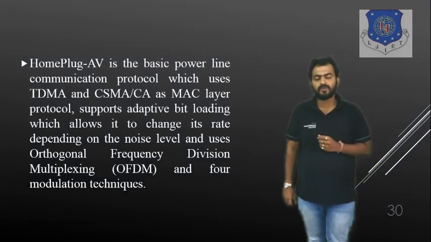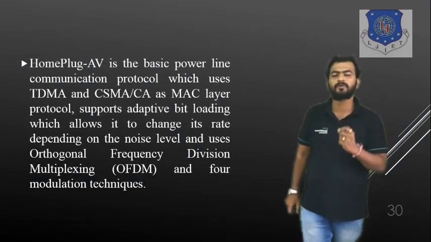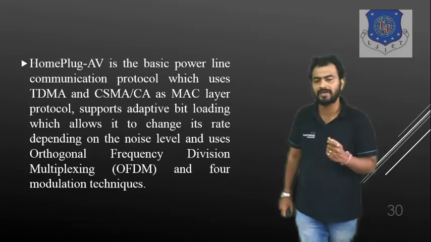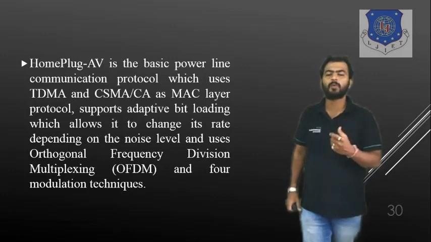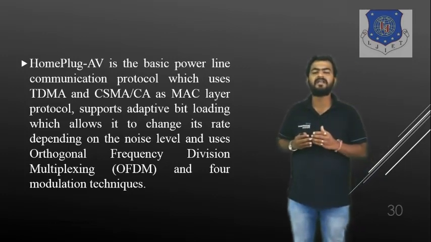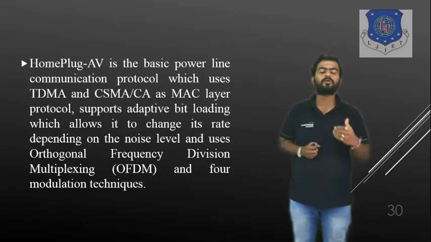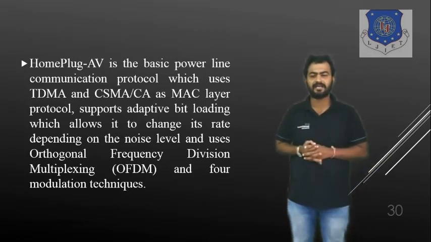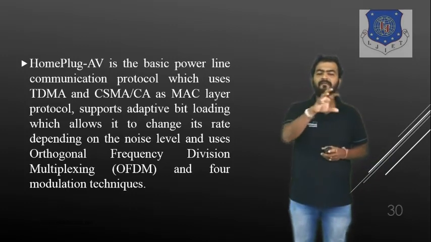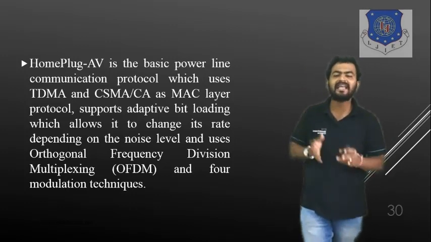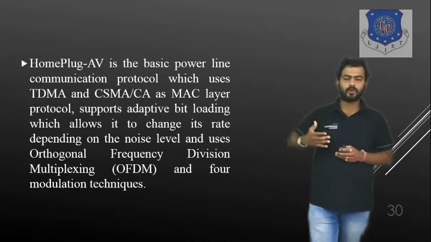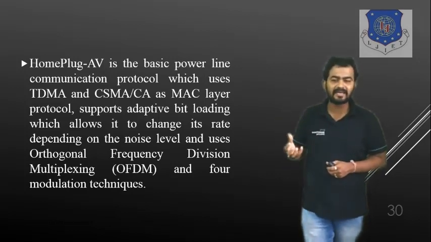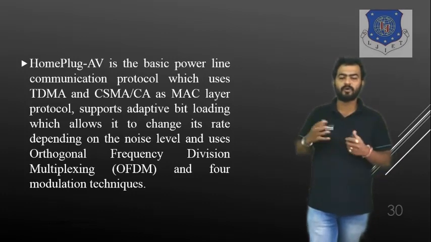Now what is HomePlug AV? HomePlug AV is the basic power line communication protocol which uses TDMA and CSMA/CA as a MAC layer protocol and supports adaptive bit loading, which allows it to change its rate depending on the noise level, and uses OFDM, orthogonal frequency division multiplexing, as the modulation technique.